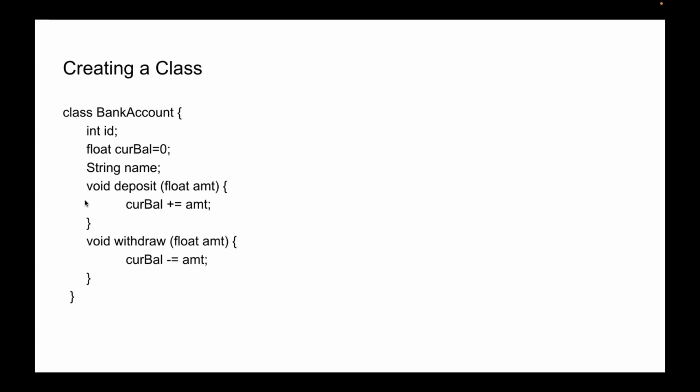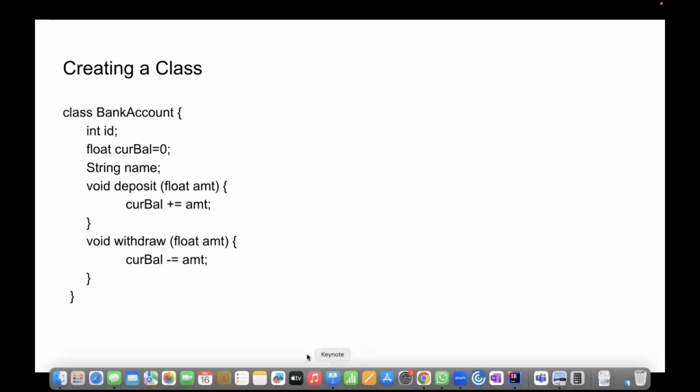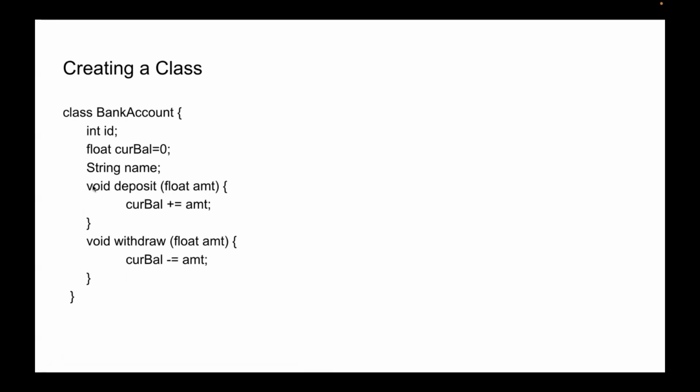See, this void deposit float amount, right? This is a method. So this is a signature, or syntax, of a method. I'll teach you that. So this void means no return type. It means when you call this method, it won't return anything to you. Suppose you wanted to return current balance, I will show this with an example.